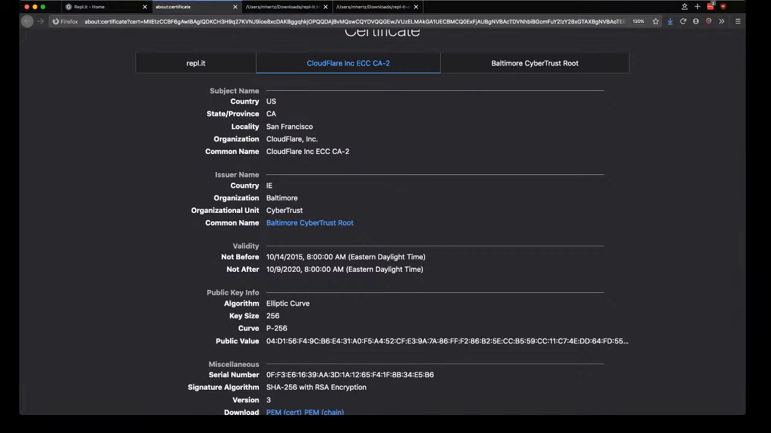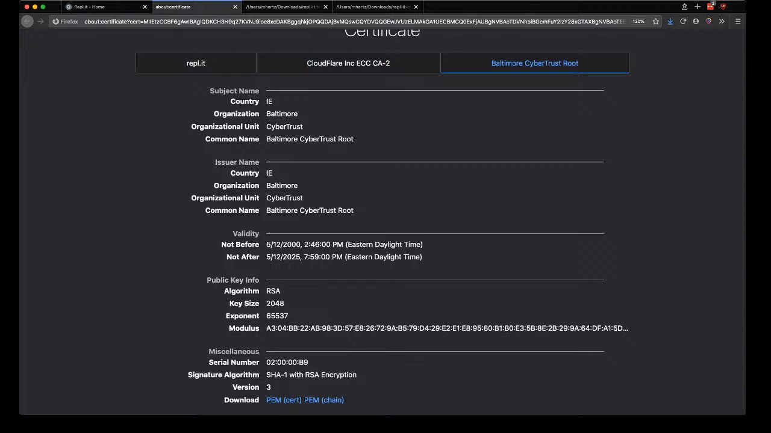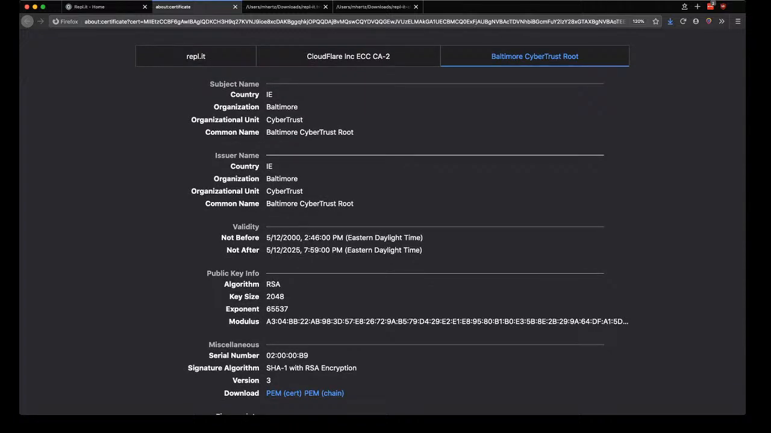But you can also see that not only did Cloudflare do this, but Cloudflare itself was issued a certificate from this company, Baltimore Cyber Trust. And so we can even, in fact, look up their certificate. And Baltimore Cyber Trust, you can see this is a much bigger certificate. It was made available in 2000, which I realize means that the certificate is potentially older than some of you. It will run through 2025.